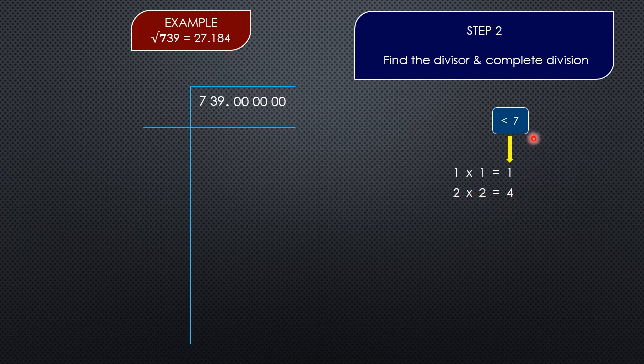Once again, 4 is less than 7. Let's see the 3 square value. 3 into 3 is equal to 9. 9 is greater than 7. So we will take 2 into 2 is equal to 4 as our correct value. Write 2 in divisor, 2 in quotient, and its multiplication value 4 below 7. Subtract 4 from 7 and write 3 below. That completes our first division.